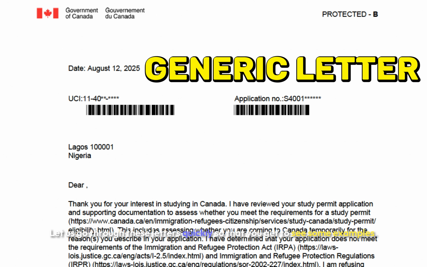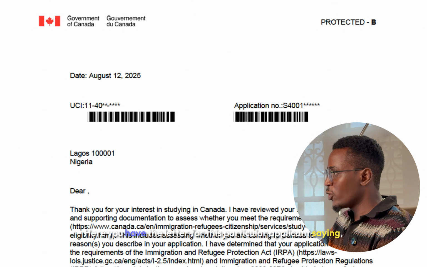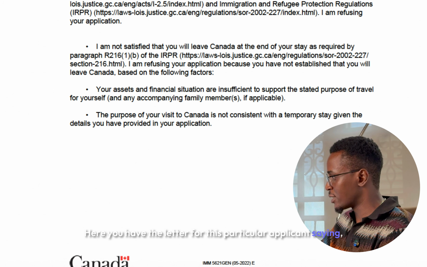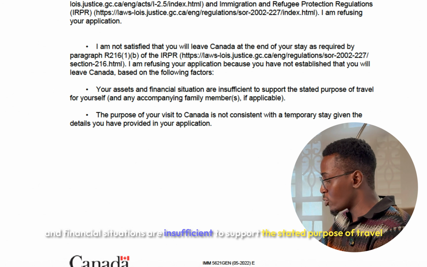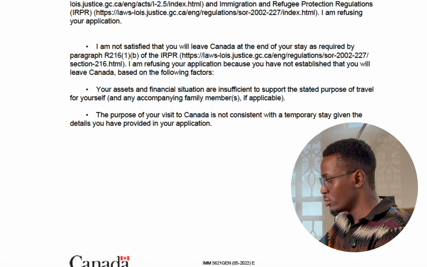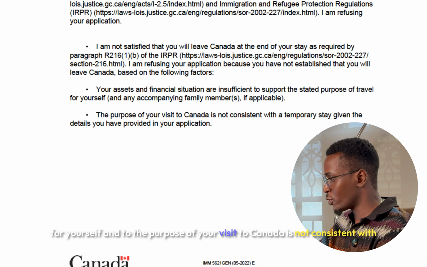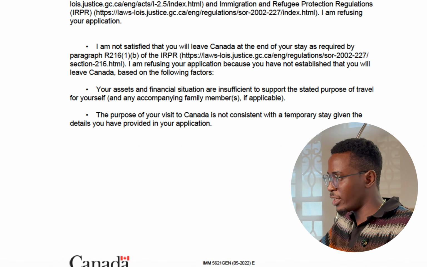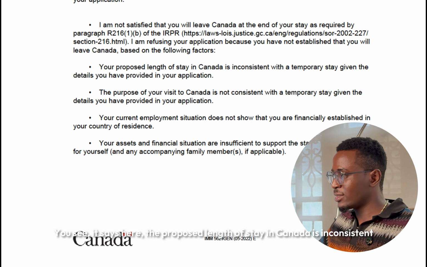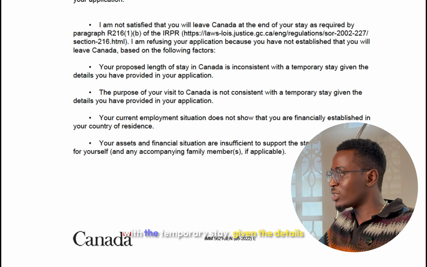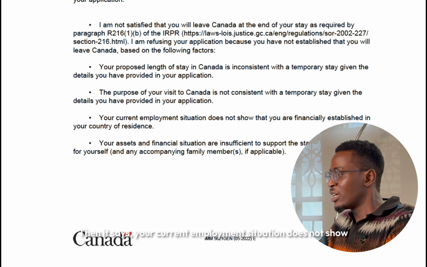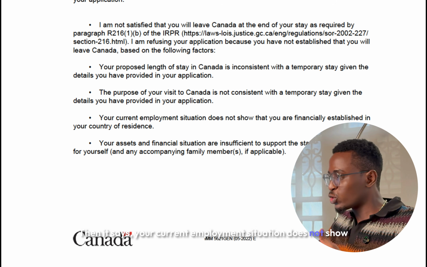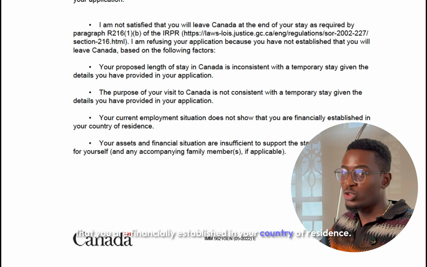Let us go through these letters quickly so that you get to see some examples. Here you have the letter for this particular applicant saying, I am not satisfied that you will leave Canada based on your assets and financial situation, which are insufficient to support the stated purpose of travel for yourself, and two, the purpose of your visit to Canada is not consistent with a temporary stay. And then we look at another person's own. It says here the proposed length of stay in Canada is inconsistent with a temporary stay, given the details that the person had provided in the application.